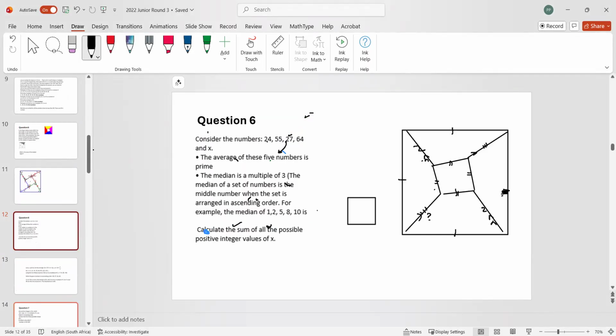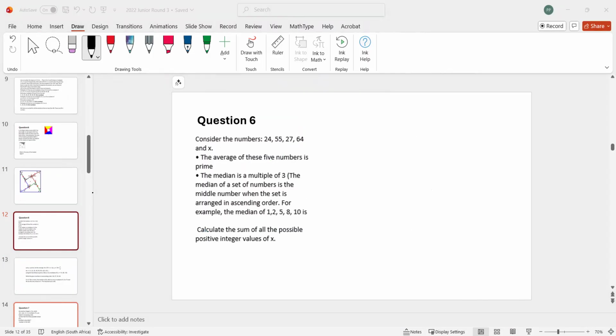Let's get on to the next problem. That is question 6. Okay, consider the numbers 24, 55, 27, 64, and x. The average of these 5 numbers is prime. Okay, let me just create some space here. So the average of these 5 numbers, when you add these 4 numbers, you get 79, 106, 170.